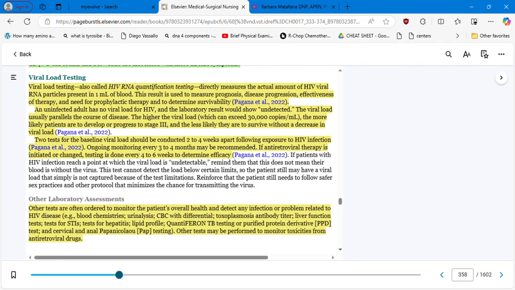It's all about testing, and it's all about taking your medications. The result of the viral load is very important. It's going to determine the disease progression and how they are going to treat it.